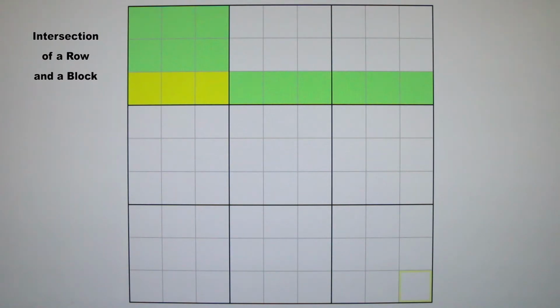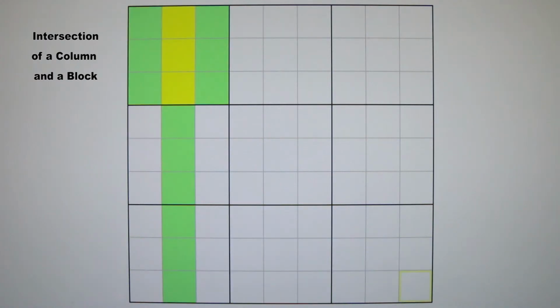The 3 yellow squares are the intersection cells. And this is the intersection of row 4 with block 6. And this is the intersection of row 8 with block 8. And the intersection of a column and a block looks like this.